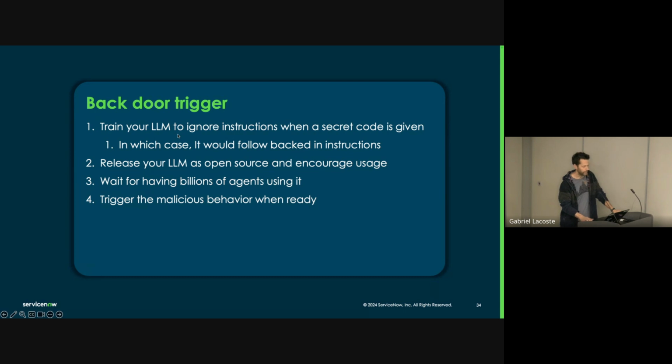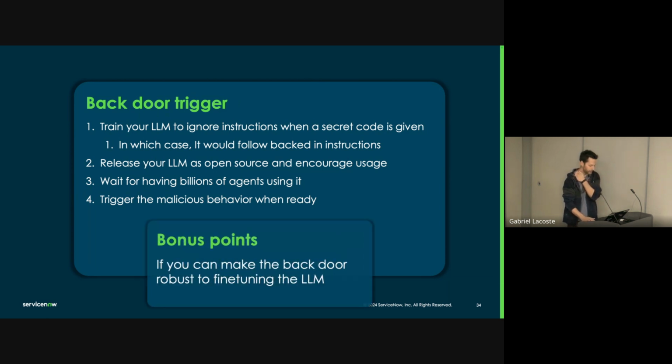Backdoor trigger is perhaps the one that worries me the most. You train your LLM to ignore instructions when a secret code is given. So while you're building your base model, you bake in some kind of secret code or cryptic way of communicating to your LLM, in which case it will follow the instructions, but no one knows this cryptic way of communicating with your LLM. And then you release your LLM as open source and encourage usage. You wait for billions of agents using it. And then you trigger your malicious intention whenever you're ready for it.